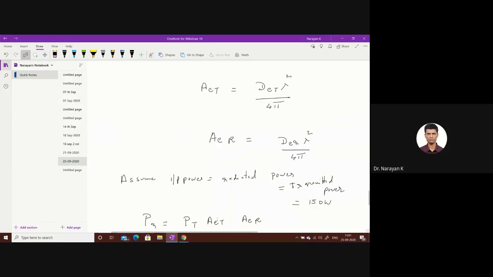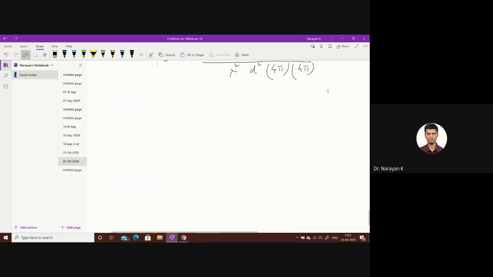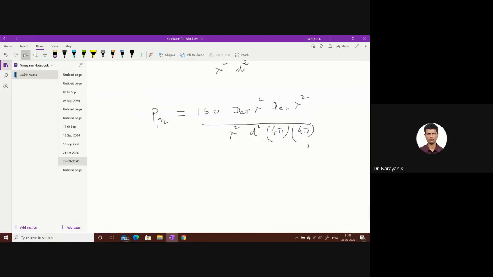this equation. A_ET is equal to directive gain times lambda square, divided by 4 pi. That 4 pi into 4 pi I'm writing here. So one lambda square will get cancelled with the other lambda square. So what I will end up getting is 150.